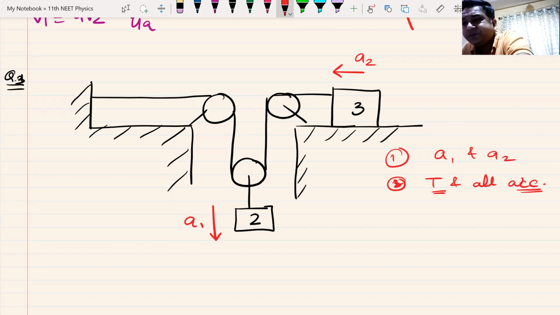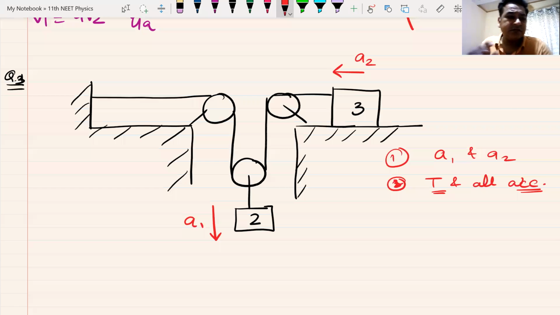Niharika, what about you? Are you getting the relation between a1 and a2? Why is it so difficult? Just draw the tension and multiply it by displacement. What is so difficult here? I don't understand the difficulty.